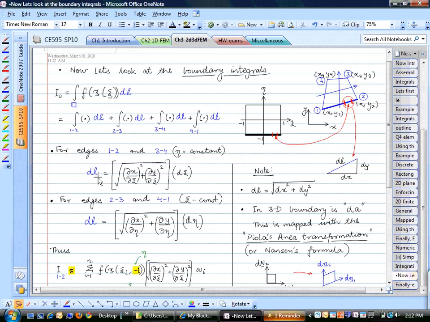So if you apply the chain rule to this expression with respect to ξ, you would get dx by dξ times dξ. And if you square it, you can pull that dξ out, and what you would get is this thing for edge 1 to 2, and the same thing for edge 3 to 4. The only difference is that on edge 1 to 2, the value of eta is constant at -1. On edge 3 to 4, the value of eta is constant at 1. So this is coming nothing but from the chain rule. And there are no derivatives in this with respect to eta, because eta is constant.